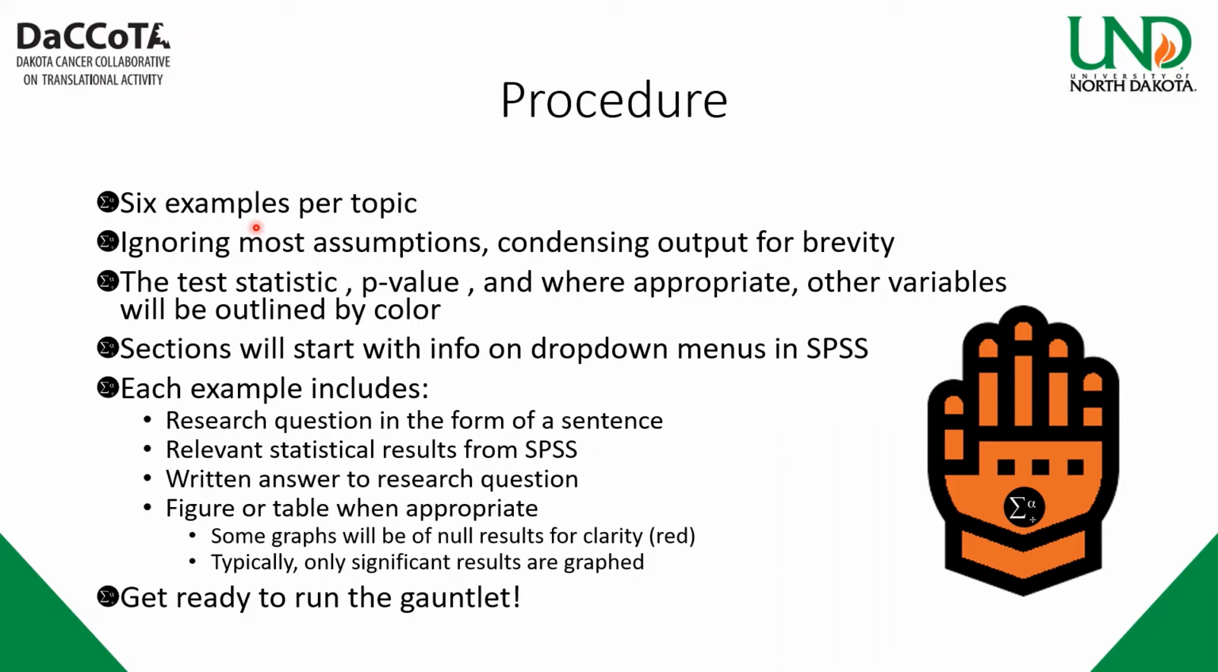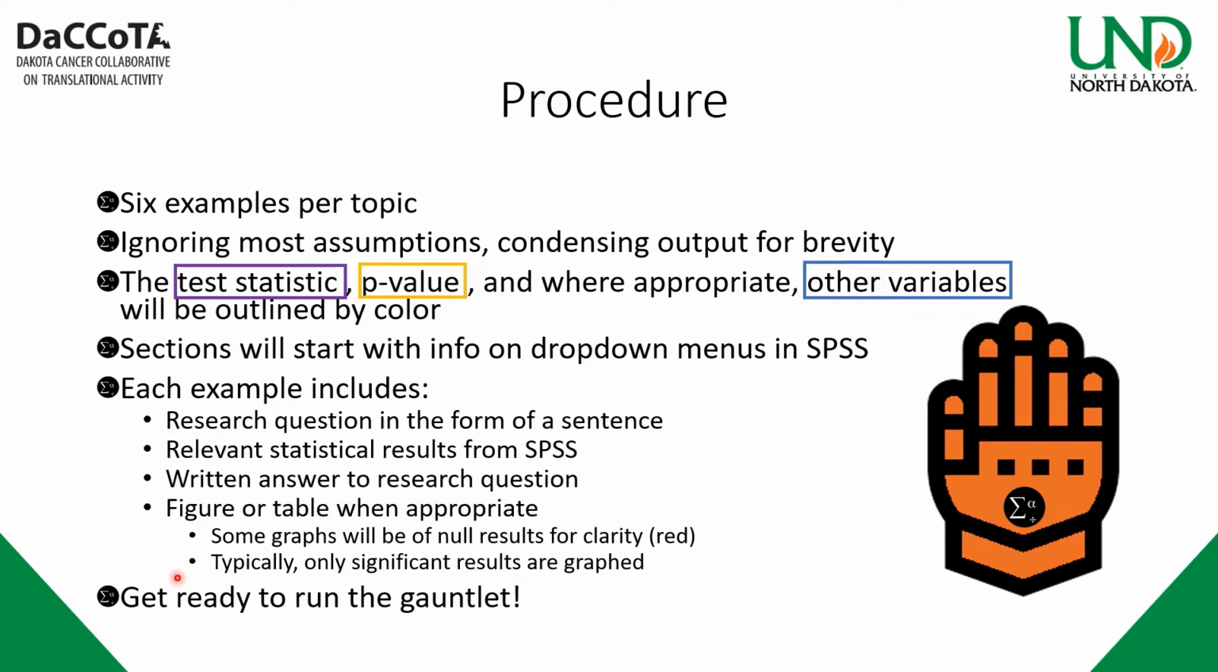Because this is a gauntlet, I will be ignoring most data exploration, assumptions, etc., and just going right to the test and condensing a lot of the output for brevity. Look at things like the test statistic and p-value. Those will be colored, and then appropriate other variables that are needed to assess the results. I'll outline those by color. And I'll start each of the topic sections with a drop-down menu on SPSS, how to actually access the different tests. And then each example will have a research question, relevant results, the written out answer to said question, and then a figure or table where appropriate.